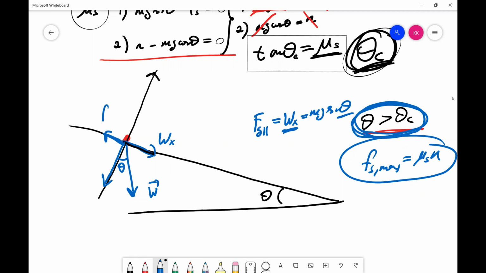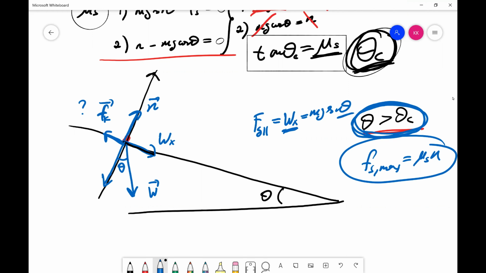All right, so is it still static friction that we're dealing with if it starts sliding down? What is it then? It's kinetic. Exactly, it's kinetic because it's moving now. So it's a kinetic friction. And what else is there? Normal force. Yes, there's also a normal force.